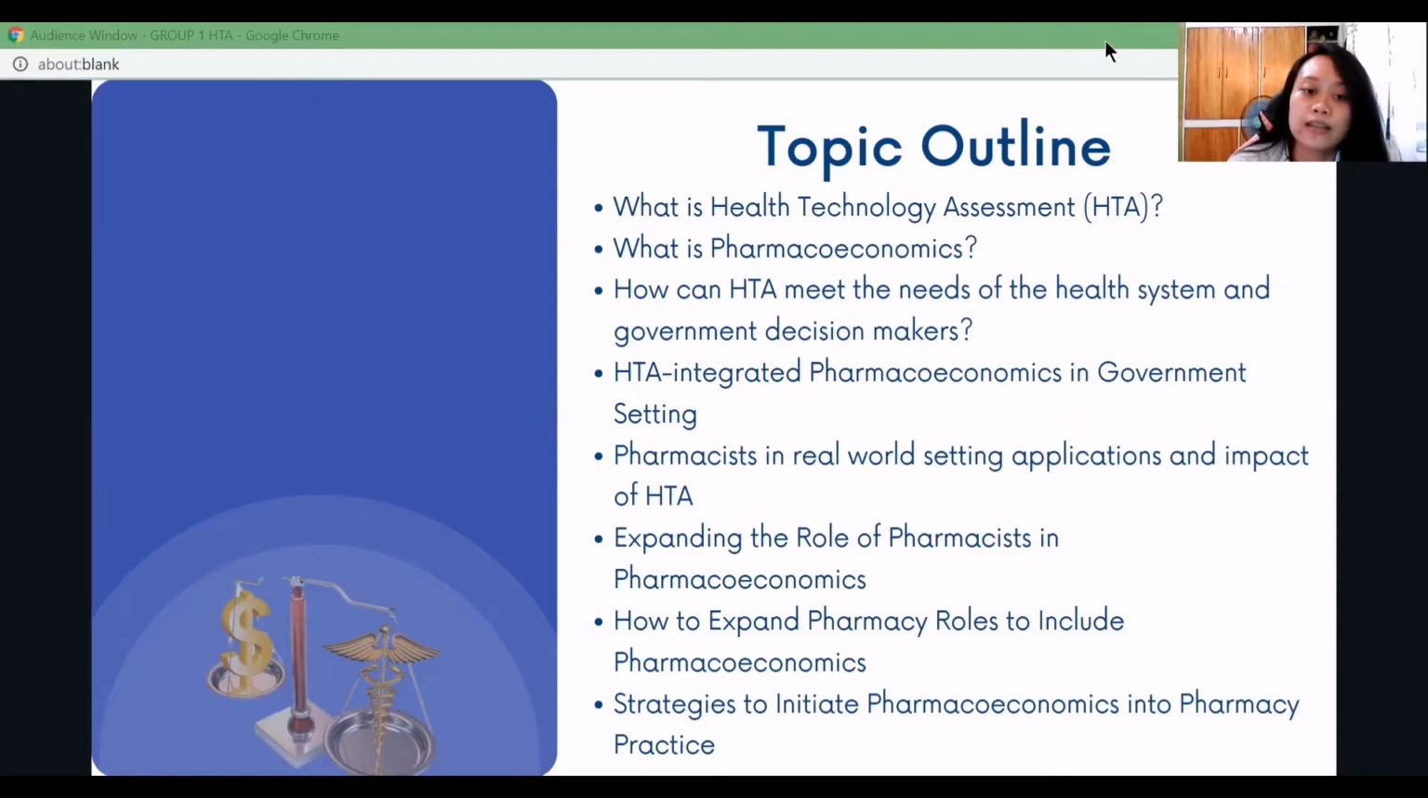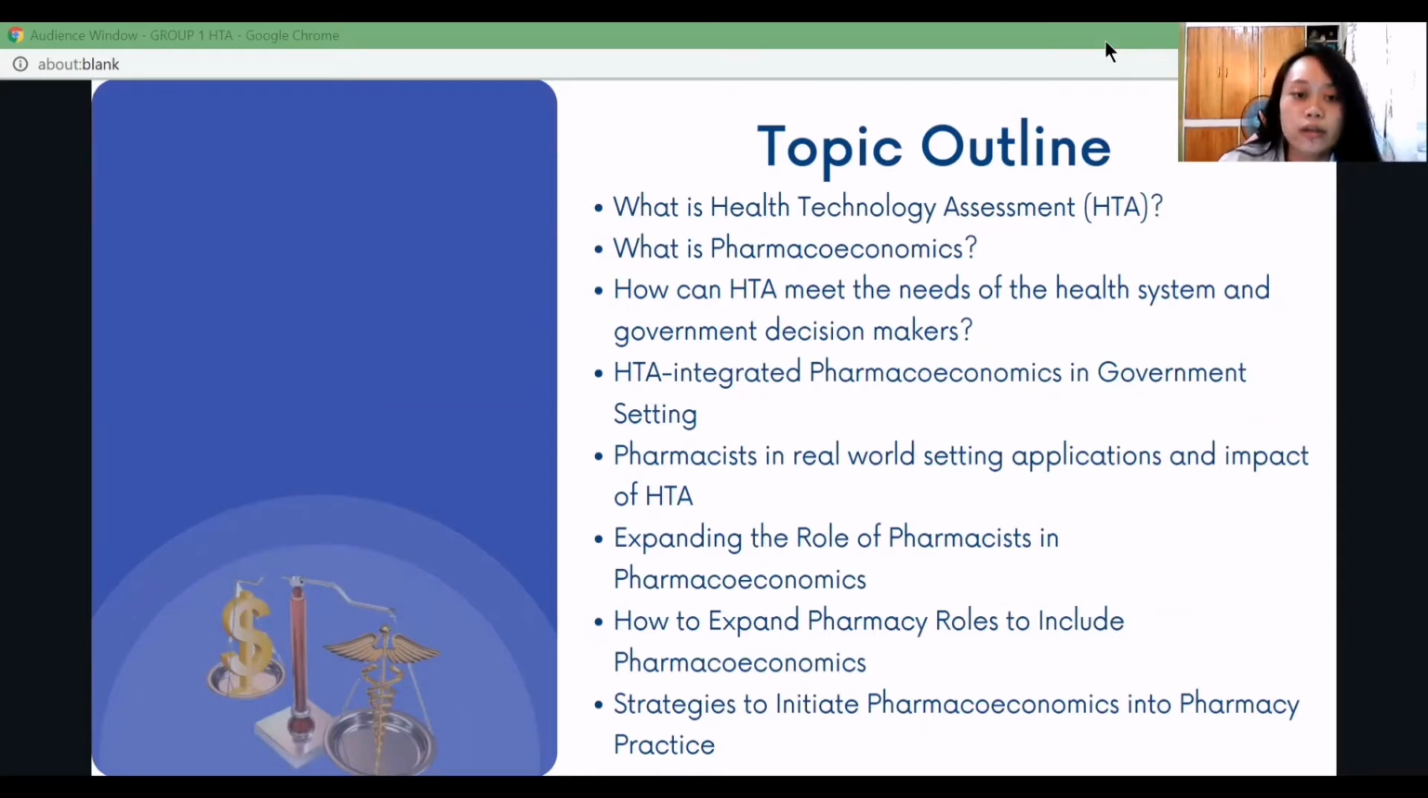Next is pharmacies in real-world setting applications and impact of HTA. Next is expanding the role of pharmacists in pharmacoeconomics. So why do we need to expand our roles? And how to expand pharmacy roles to include pharmacoeconomics, and strategies to initiate pharmacoeconomics into pharmacy practice.